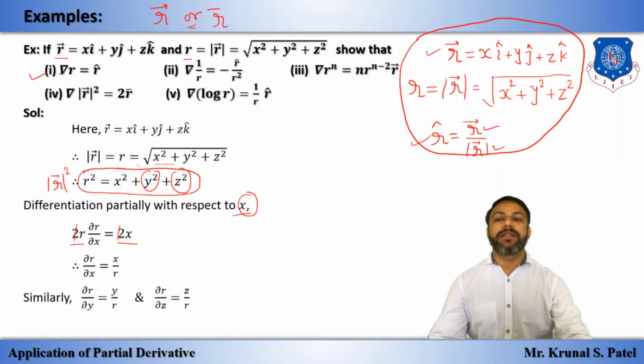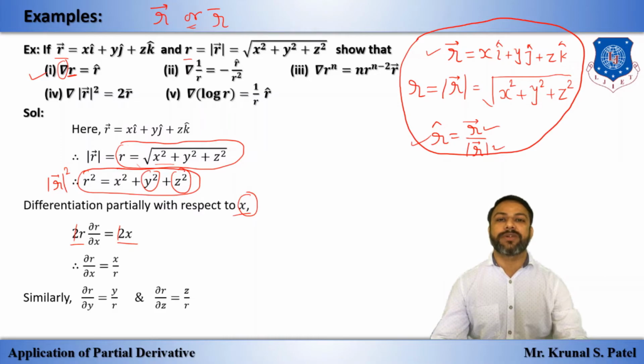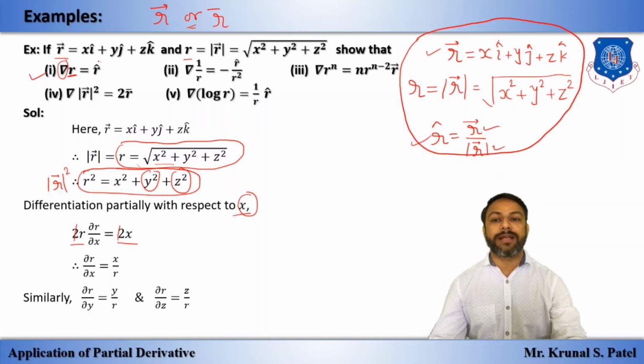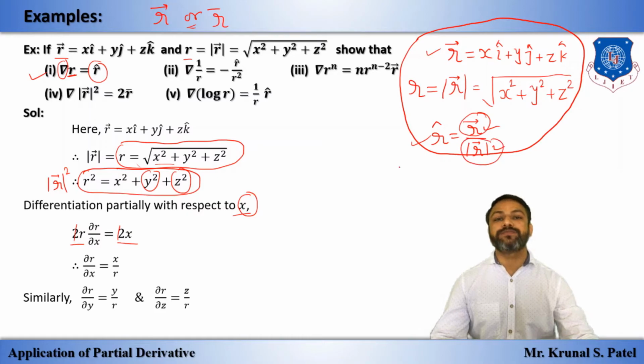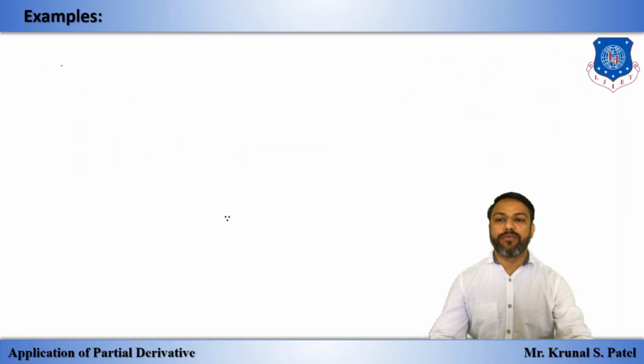Now we start with number 1, del r. This del means gradient of r. Gradient of r is of a function which is under root of x square plus y square plus z square. And now we have to prove r cap, that means vector divided by its magnitude. So let's start with number 1. We have del r is equal to r cap, that we want to prove.